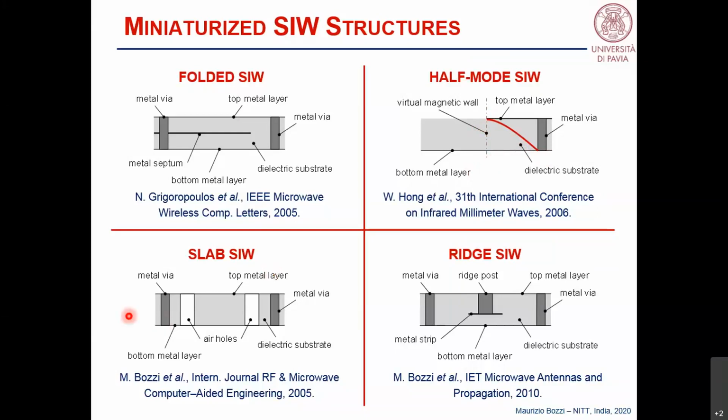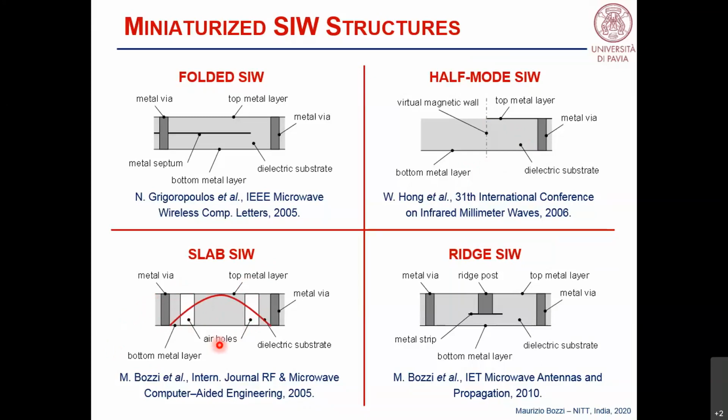Another solution that we proposed in 2005 with the group of Professor KU was the slab SIW. In this case, the idea is to have a dielectric substrate with 2 holes in the side portions of the waveguide. So this is a cross section. The gray is the dielectric substrate. The white parts are air holes.